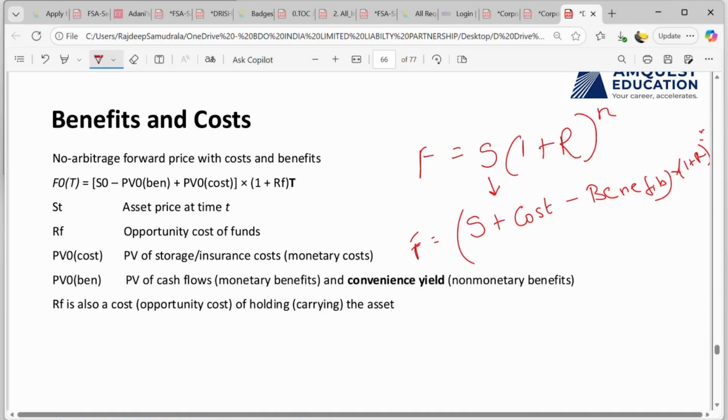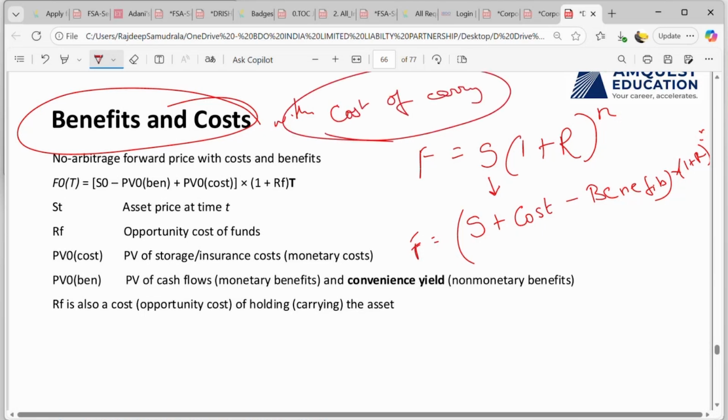Okay. So when I have benefits and cost within my cost of carry, how much will the carrying cost be? If the cost of carry has both benefits and cost, then simply subtract the benefits from your cost and add the cost. That's it. But remember, you're doing this over the next 6 months, over the period. So you have to take the present value of those benefits and cost.